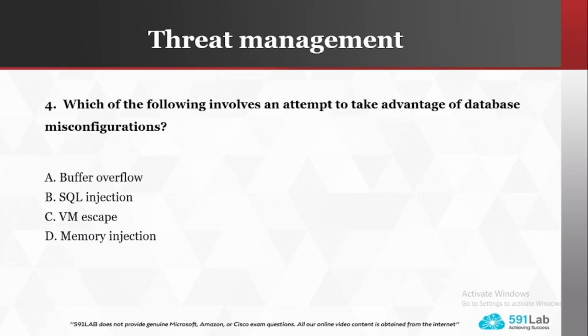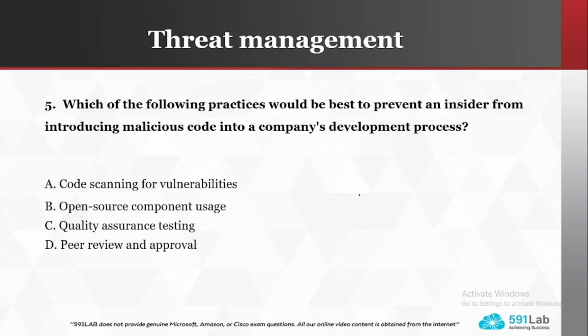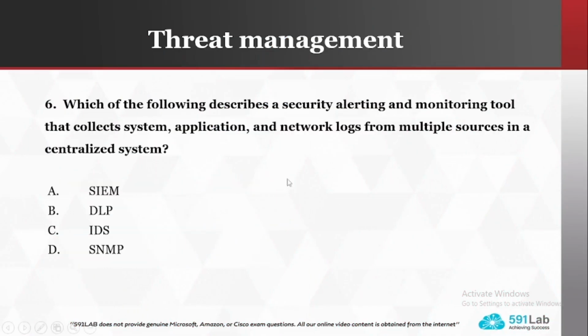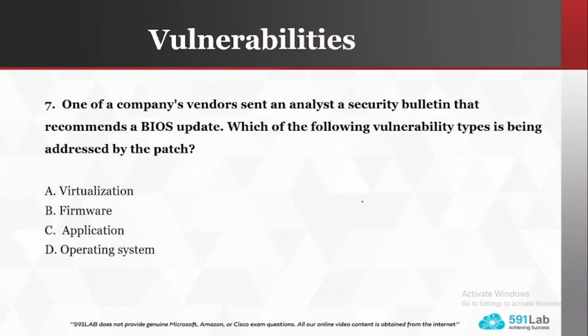Question number 4. Which one of the following involves an attempt to take advantage of database misconfiguration? Question number 5. Which one of the following practices would be the best to prevent an insider from introducing malicious code into the company development process? Question number 6. Which one of the following describes a security alerting and monitoring tool that collects system, application, and network logs from multiple sources in a centralized system? Question number 7. One of the company vendors sent an analyzed security bulletin that recommends a BIOS update. Which one of the following vulnerability types is being addressed by the patch?